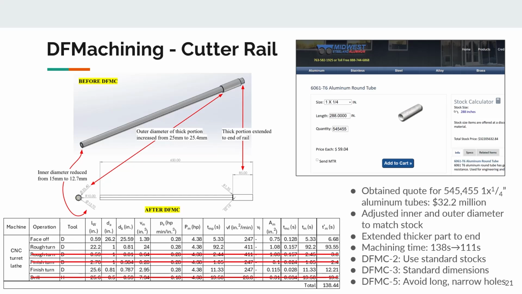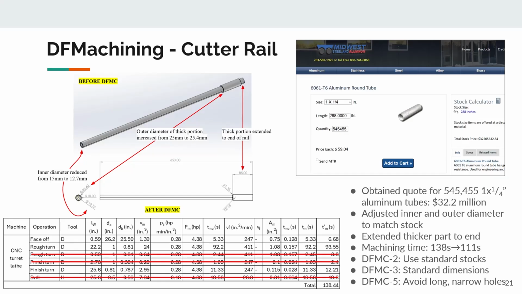To optimize for machining, first we increased the outer diameter by 0.4 millimeters to match the outer diameter of the tube. This demonstrates DFMC 2 and 3, use standard stocks and standard dimensions. For DFMC 5, avoid long narrow holes, we eliminated the need for a drilling operation by decreasing the inner diameter of our tube by 2.3 millimeters to match the inner diameter of the stock. Lastly, we increased the length of the thicker portion of the end of the rail to reduce a machining operation. In total, this reduced our cost from $16.35 to $15.37.